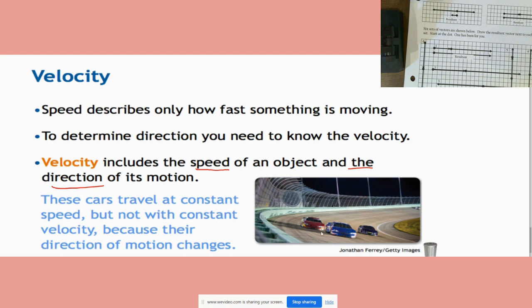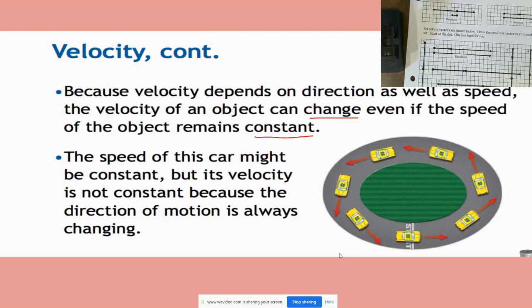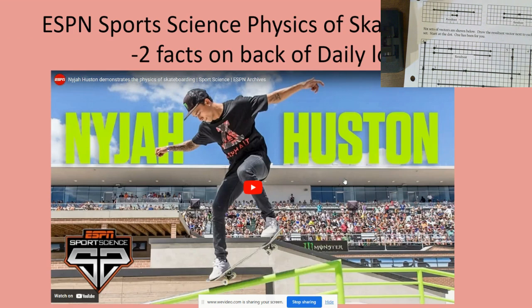So if you were to look at a race car going around a racetrack, then you can see from this picture that their direction is constantly changing. So their velocity is constantly changing. So even if the speed remains constant, which is what they're saying here, they're constantly going at the same speed, the velocity is changing. So that's why we're going to deal with straight lines.